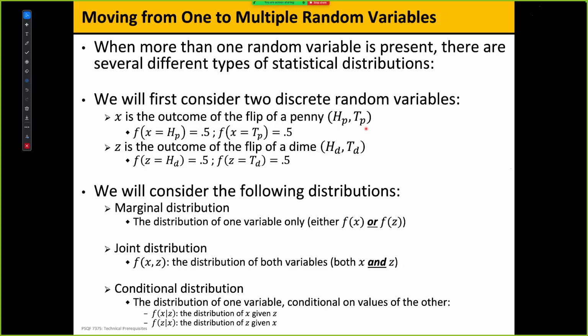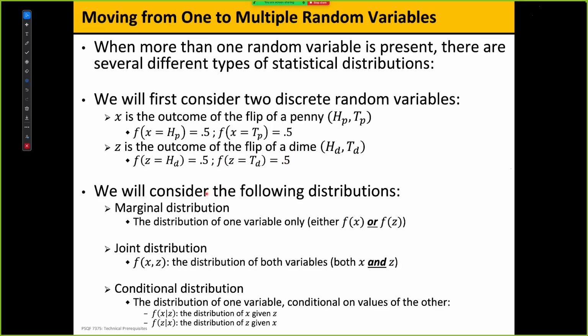So heads or tails for the penny. And not only that, it's a fair coin. So the heads is 0.5, the tails is 0.5, right? So those are the different values of the probability mass function. Let's let Z be the flip of a dime, right? So HD and TD are the two outcomes for a dime. Again, you can't land it on its side. Again, that distribution's PMF, probability mass function, has a probability of 0.5 for heads and a probability of 0.5 for tails. So it's a fair coin, okay?